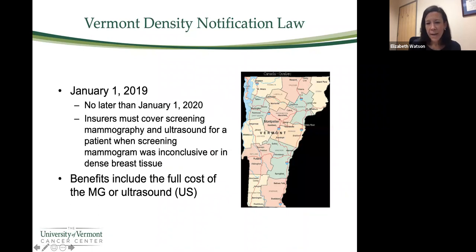And what about the mandated payer states? How does that work in Vermont? Do we have that here?